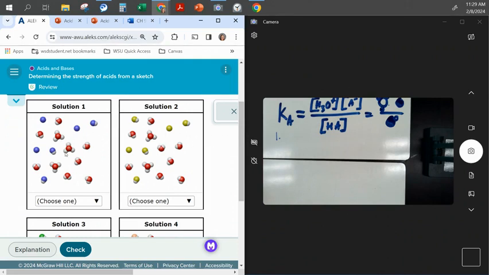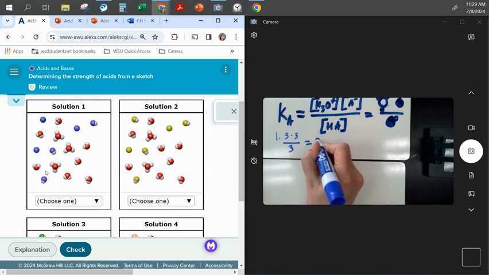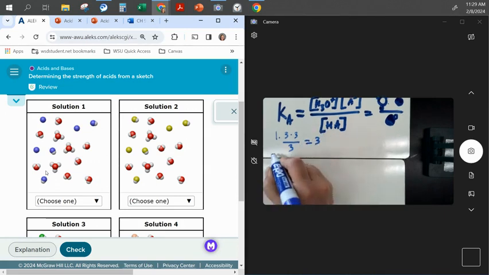All right, so I have 1, 2, 3 hydroniums. So that means I better have 3 conjugate bases. Let's see if we can find it. 1, 2, 3. Yes. Over the original acid: 1, 2, 3. So that's 3. Okay, so my value is 3. Okay, number 2, let's look at, oh, I would want it to fit right here.